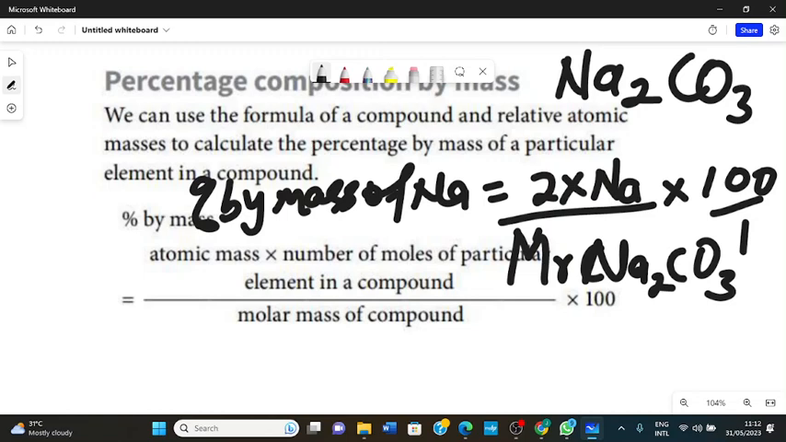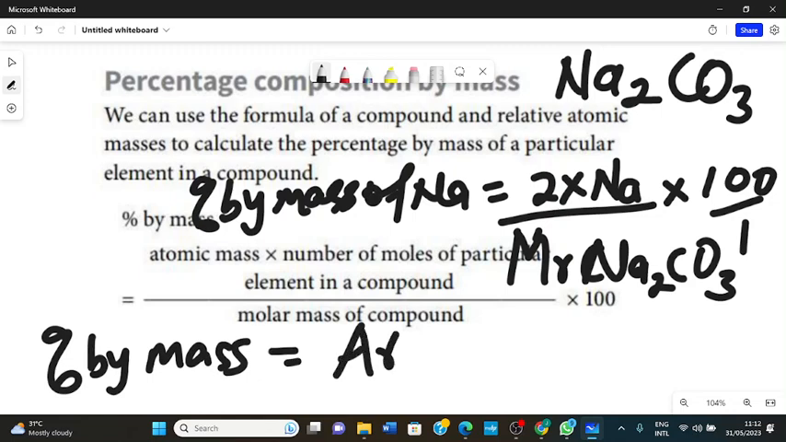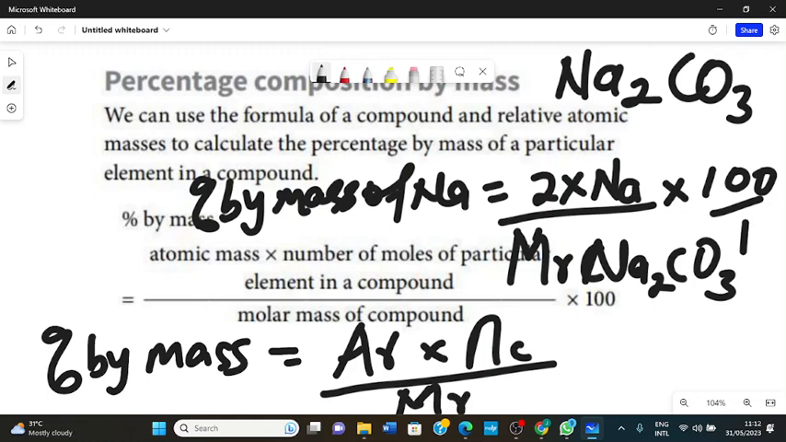So I think the formula can be simplified as: percentage composition by mass of an element is equal to the relative atomic mass of that element multiplied by the number of atoms of that element in the compound, divided by the relative molecular mass or the molar mass of the compound, multiplied by 100 over 1. So it's as simple as ABC. All you just need to do is to make use of the formula, and it's as simple as ABC. So let's take an example.